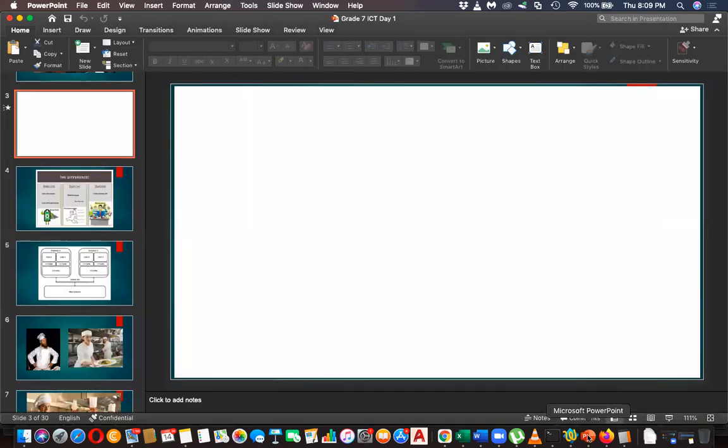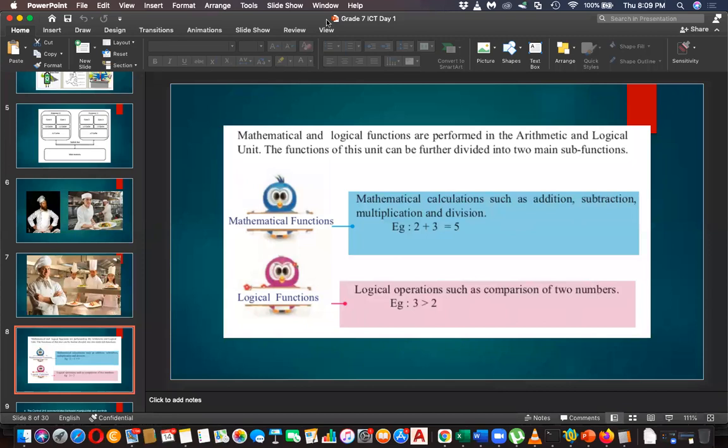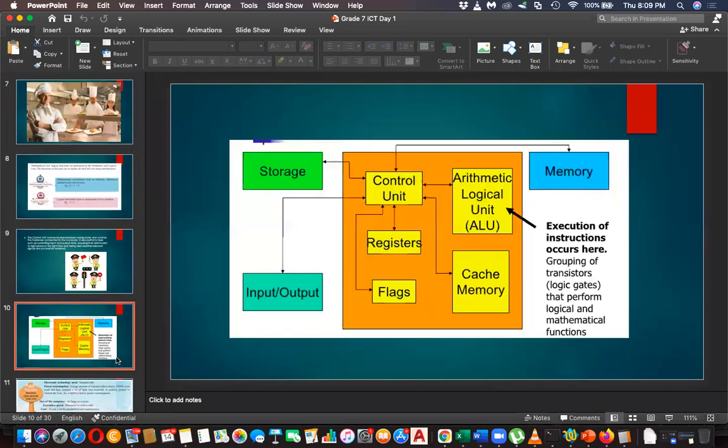Okay, let's move on. Now you know what's inside the processor and how these components work. Let's learn about the control unit. It's just instructing the computer what to do and how to do it, but it doesn't do anything itself. It just instructs. But the instructor is also important, because without the instructor the other components don't know how to communicate with each other. Like the traffic police, otherwise there will be accidents, right?